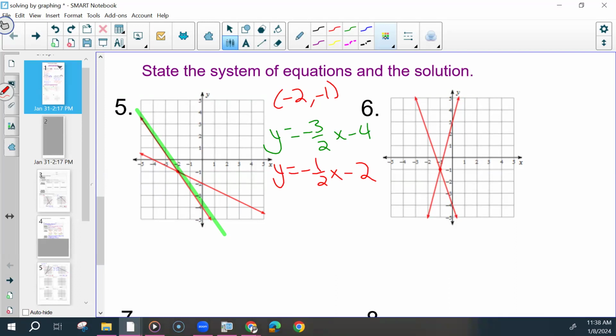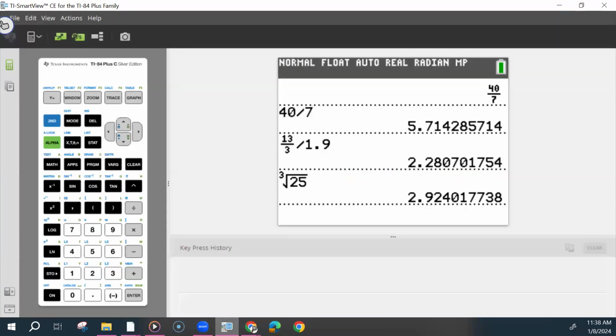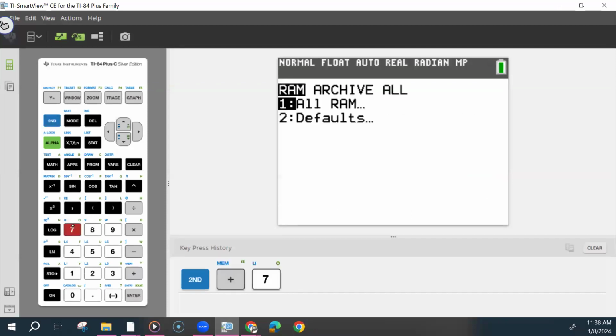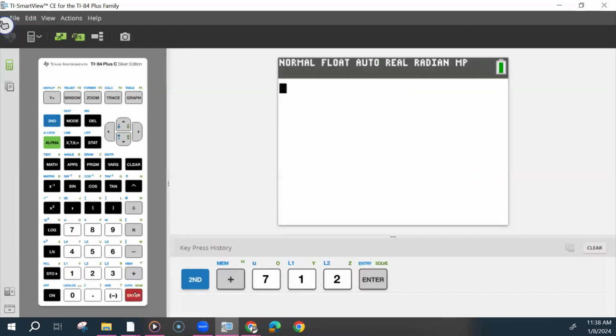Look on the very last page. So I'm going to show you how to do this in Desmos and in the calculator, just so that when you're practicing, you can check yourself very easily in Desmos or the calculator. So in your calculator, you're going to go into y equals. Actually, reset your calculator first. Second plus 7, 1, 2. You don't need to hit enter.